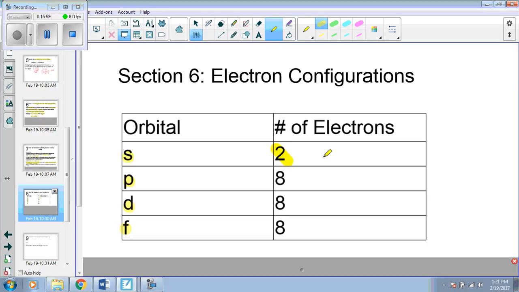If you guys remember back to the first section of notes, hydrogen and helium were my exceptions to wanting to hold 8, because they only needed that first orbital. Hydrogen only has 1 electron, helium has 2 electrons, so I only need the s orbital. The remainder, though, as you guys can see, hold up to 8 electrons.